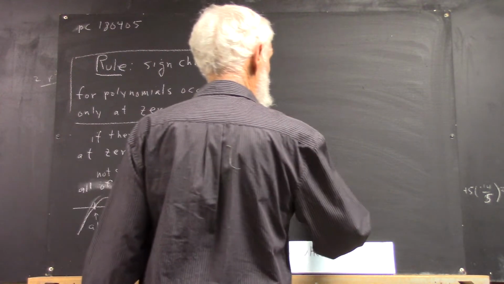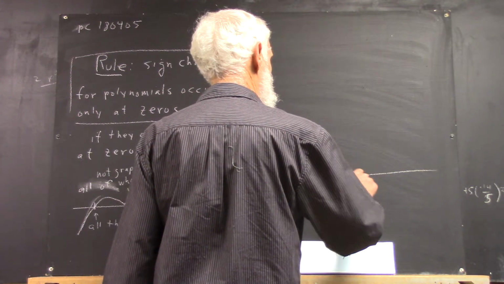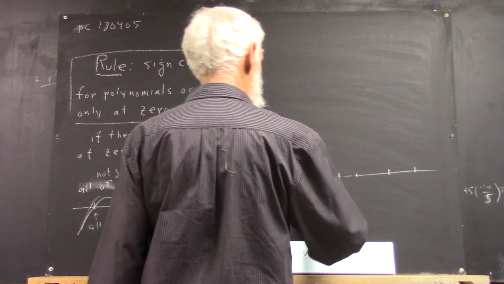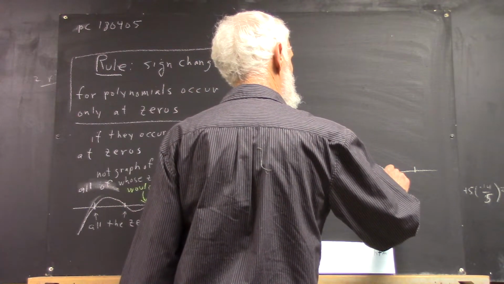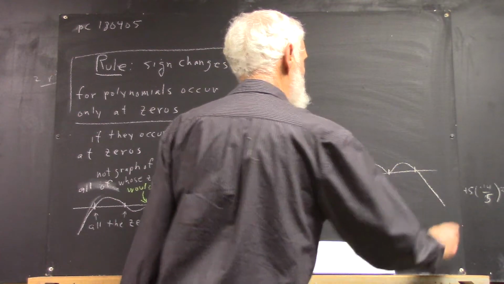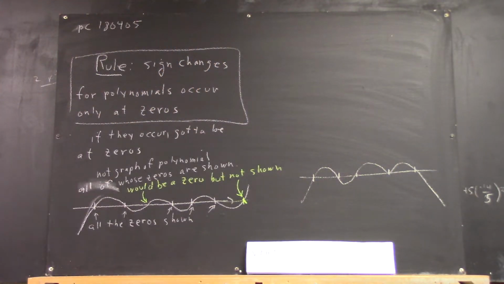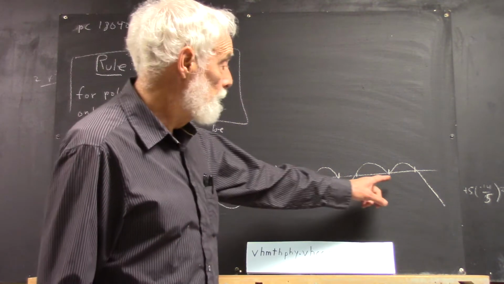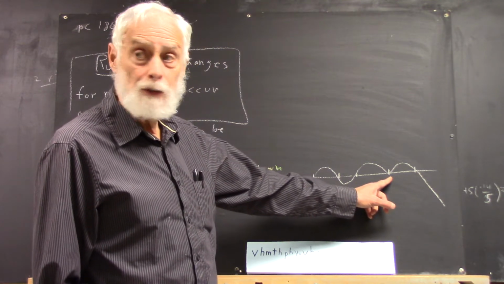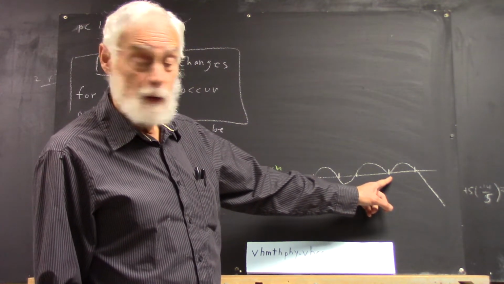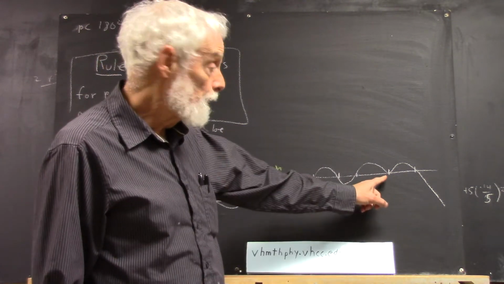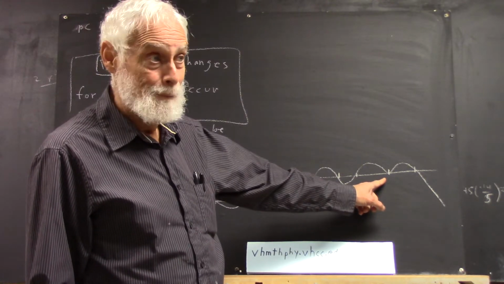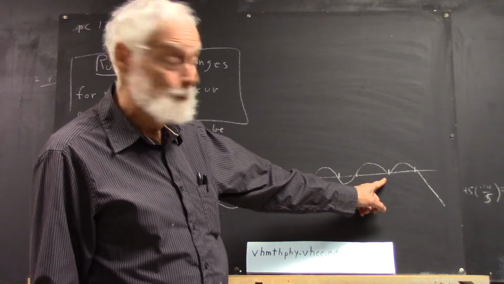So, if these are zeros, how about this graph? Is it okay? Now notice that there's a 0 here where it does touch 0. At least that's the way I intended to show it. It does touch 0 here, but it doesn't go through. It doesn't change sign there, does it? No.